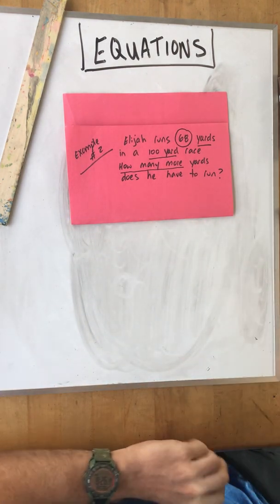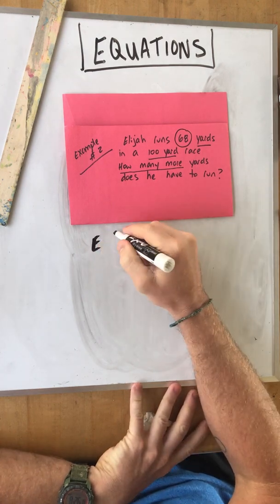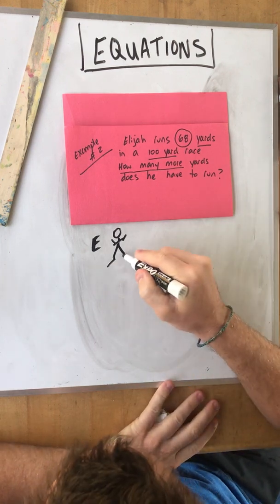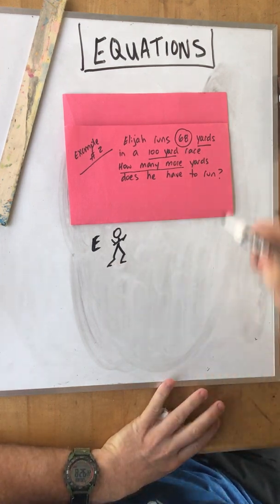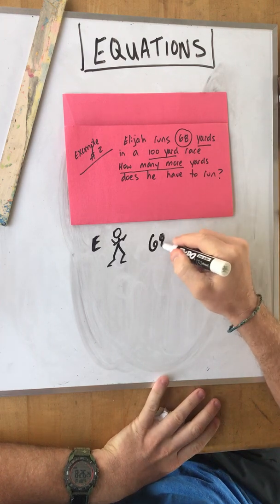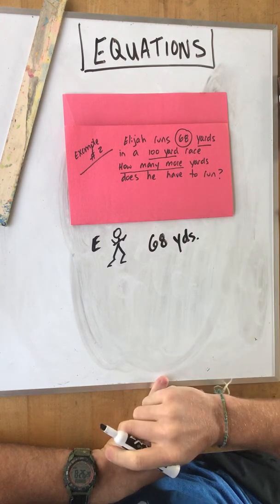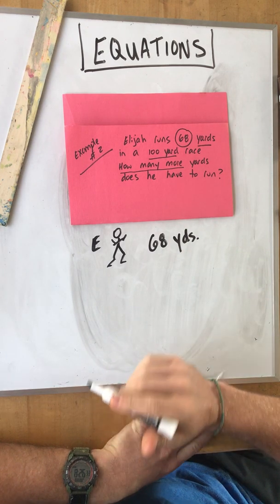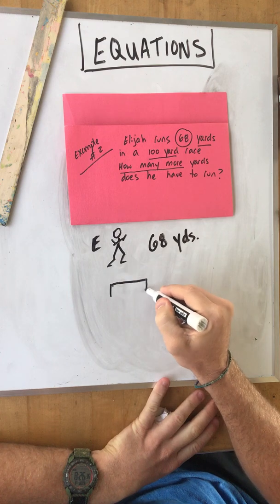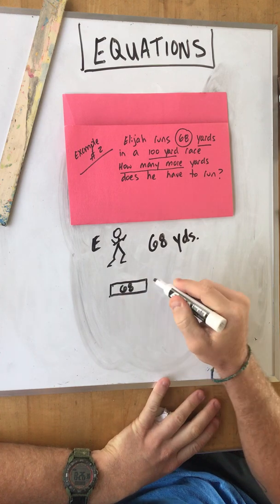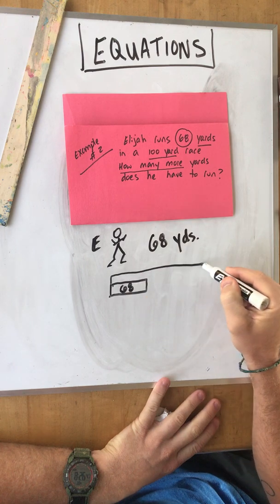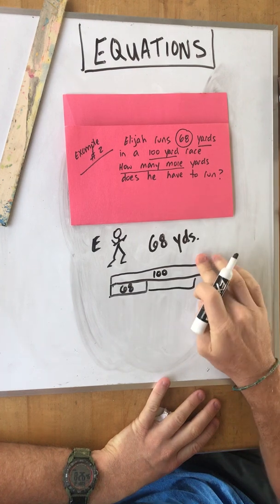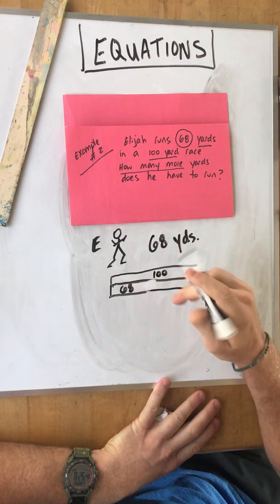Okay, we read it. Let's draw it out. Elijah. He's running. Elijah runs 68 yards in a 100-yard race. How many more yards does he have to run? This is how far he ran. The whole race is 100. What does he have left? It's probably more like this.